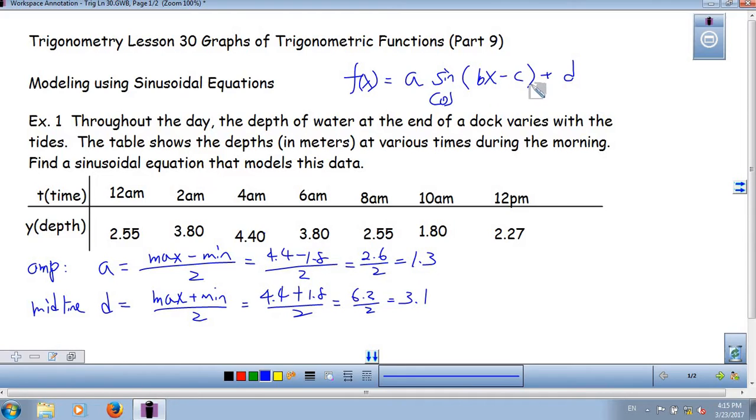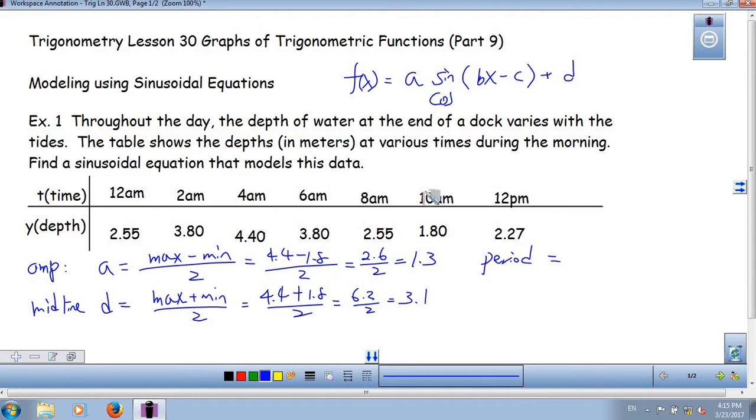Now it's time to get B and C. But in order to determine B, we have to understand how to find the period. Well, in order to count the period, we can count from maximum to maximum, but we don't know when the next maximum comes. Or from minimum to minimum, but we don't know when it hits the minimum first, before 10 a.m. So we can't do that.